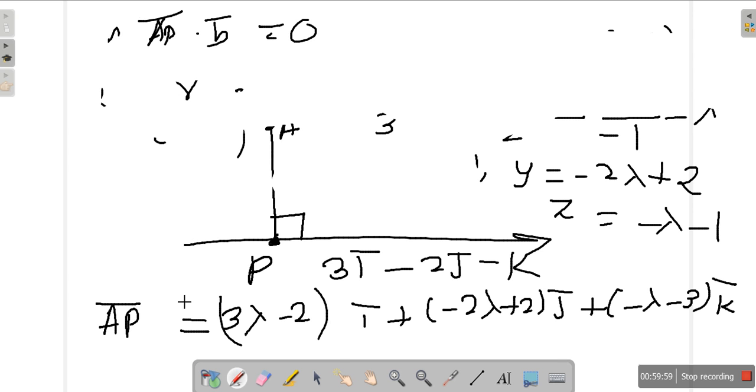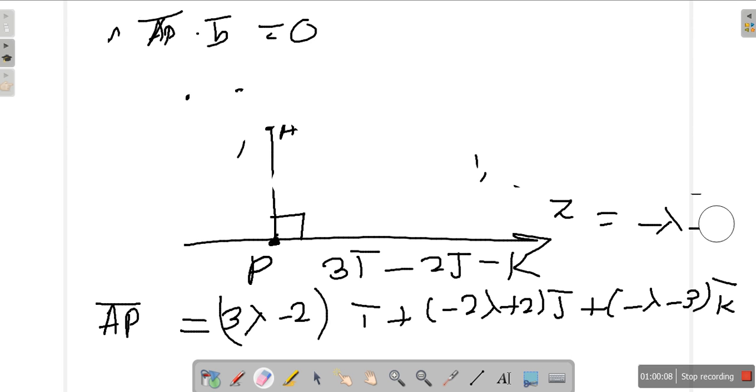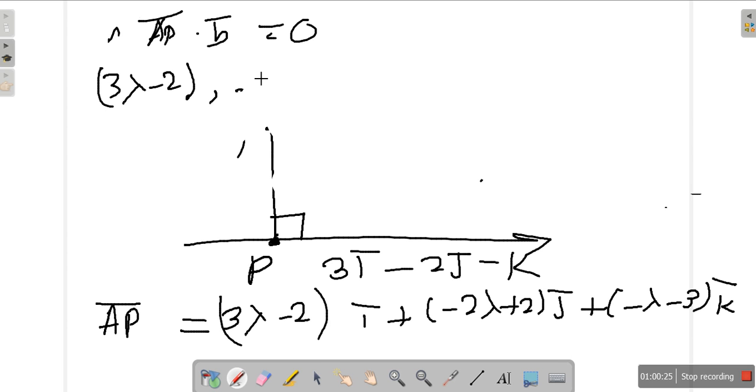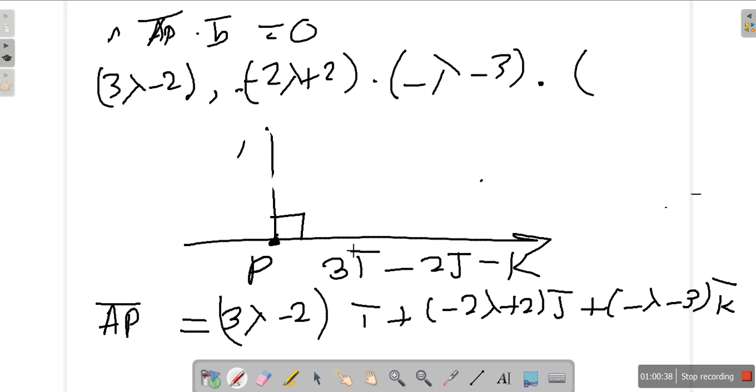So I will not write ijk again. I will simply write the points. We can take the dot product. This is AP bar in front of your eyes: 3 lambda minus 2, minus 2 lambda plus 2 and minus lambda minus 3, dot, this is b bar, 3, minus 2, minus 1, and their dot product is 0.